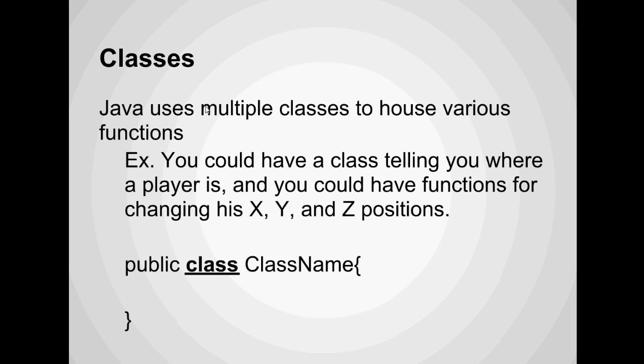Java uses classes. You can use multiple classes to house various functions. You could use this to have a class which stores booleans, which is like true or false, and many integers, and functions that say where the player currently is, and if the player moves, it will add values to X, Y, and Z positions. Public class name will be at the top of your Java file when you create a new class in Eclipse.